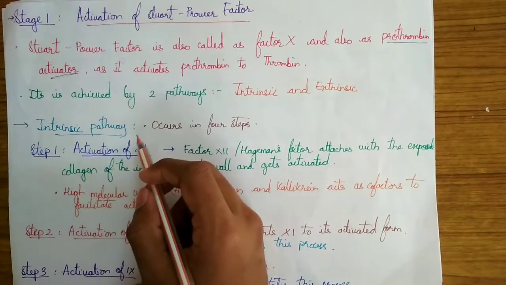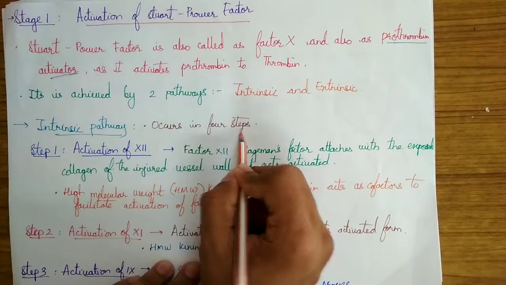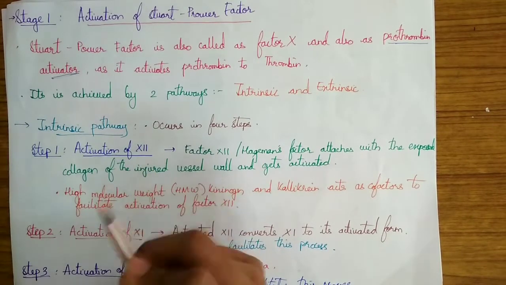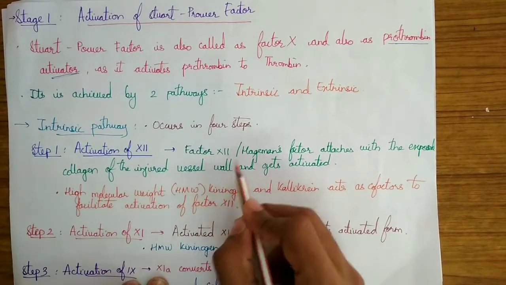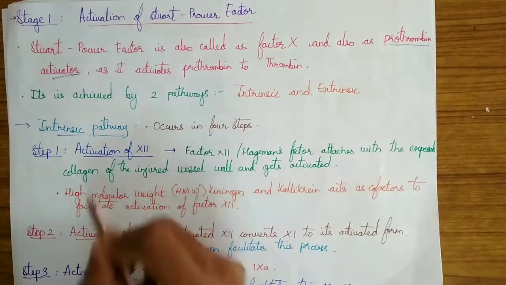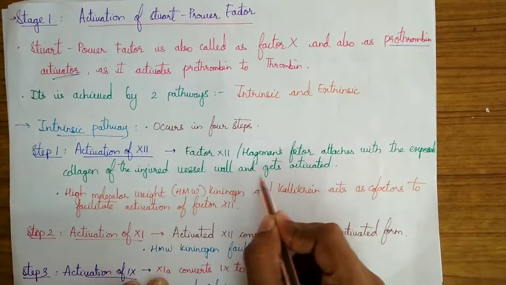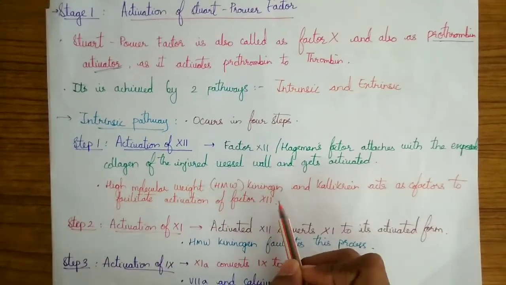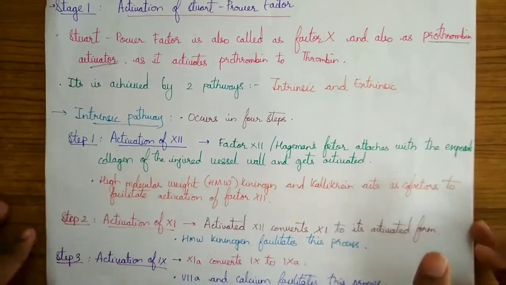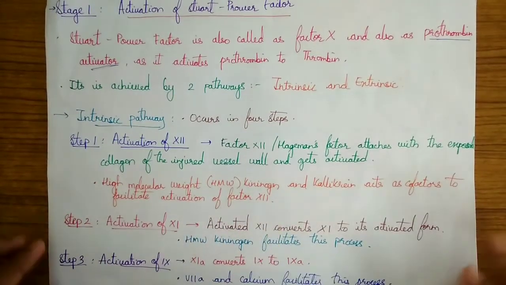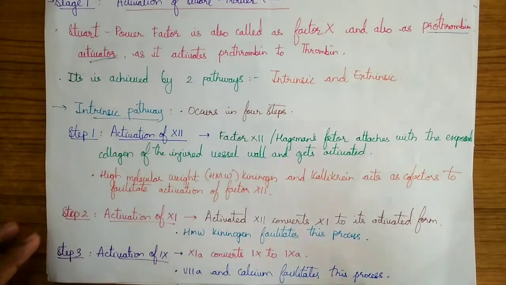Talking about the intrinsic pathway, it occurs in 4 steps. Step 1 is activation of clotting factor 12. Clotting factor 12 or Hageman's factor as you studied now attaches with the exposed collagen of the injured vessel wall and gets activated. The high molecular weight or HMW kininogen and kallikrein act as cofactors to facilitate this activation of factor 12.